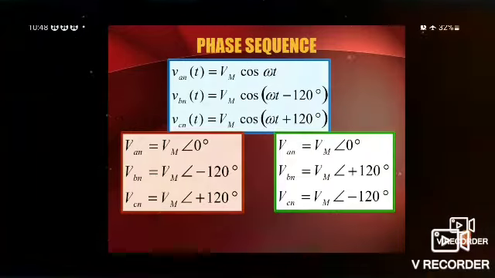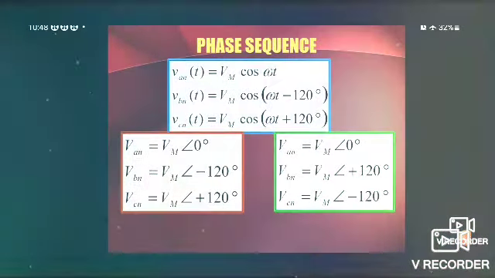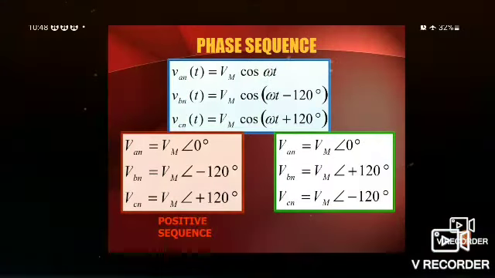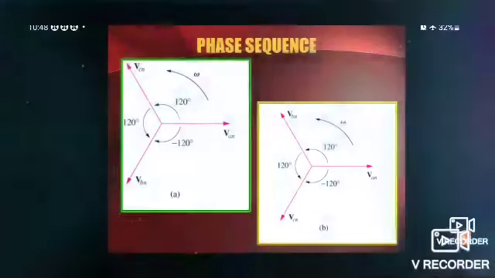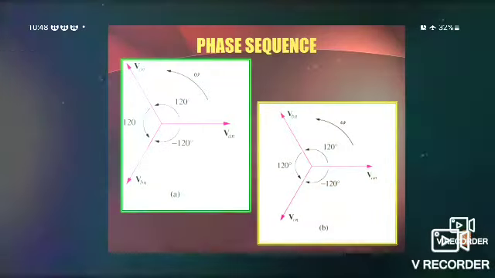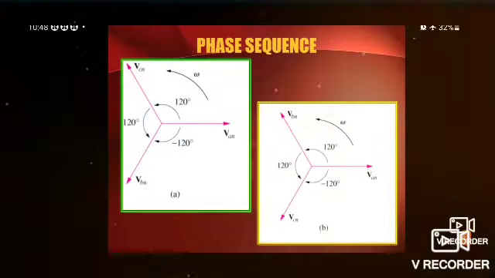Vbn is Vm with angle plus 120 degree. Vcn is Vm with angle minus 120 degree. It is called as negative sequence. So first one is positive sequence and second one is negative sequence. See the phasor diagram. First one, figure A, gives the positive sequence and figure B gives the negative sequence.